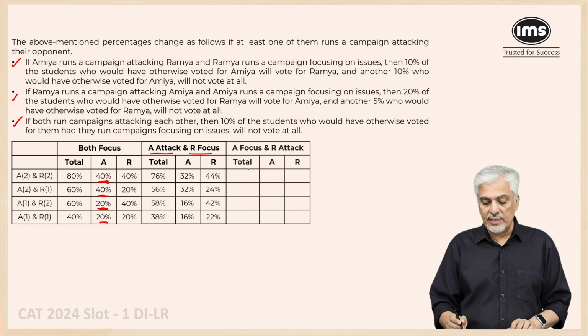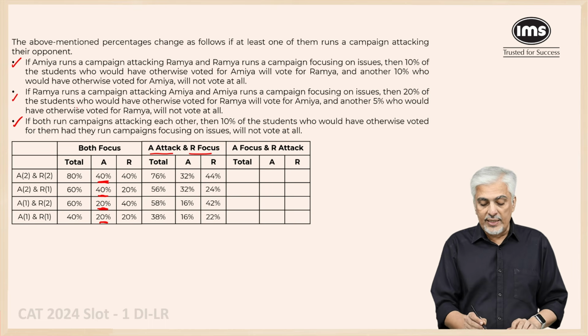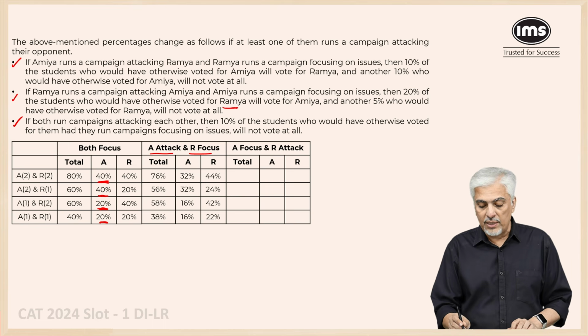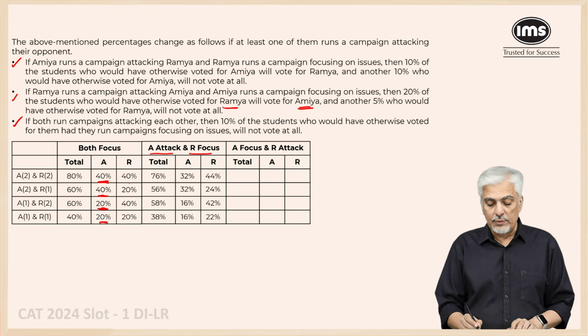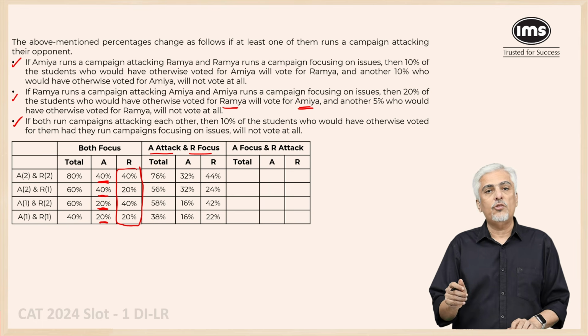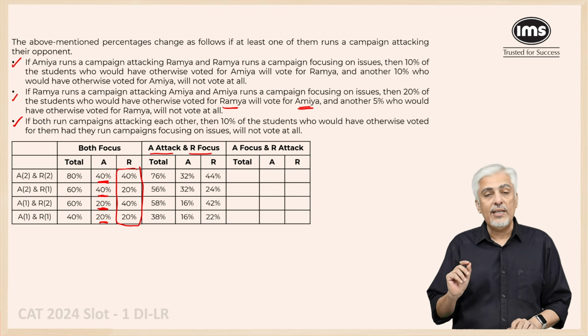Well, now next one is, if AMIA is focusing and Ramia is in the attack mode, what happens? 20% of the voters who would have voted for Ramia will now vote for AMIA, and 5% who would have voted for Ramia will not vote at all. So from Ramia, 5% will go out. That is, from this list, 5% will keep going out. 5% of 40 will be 2 and 5% of 20 will be 1.